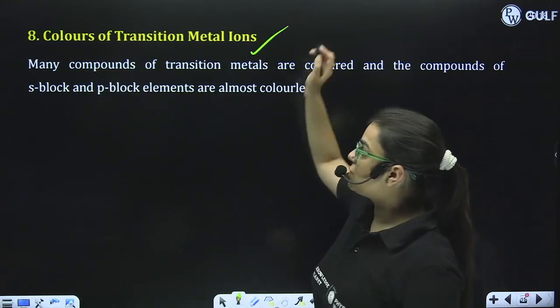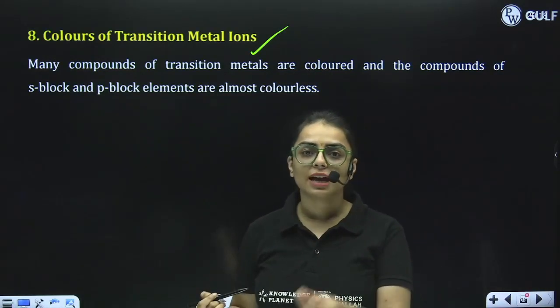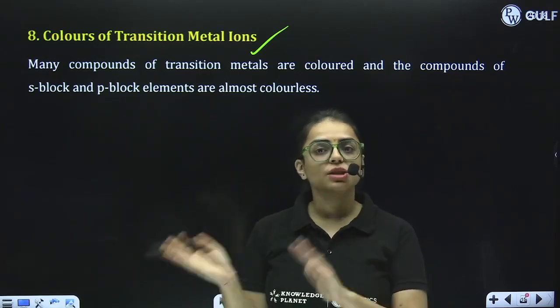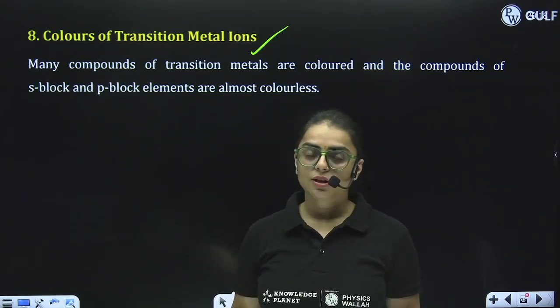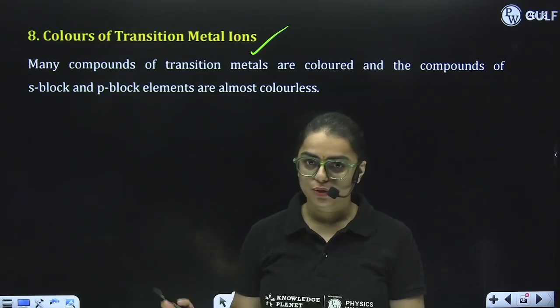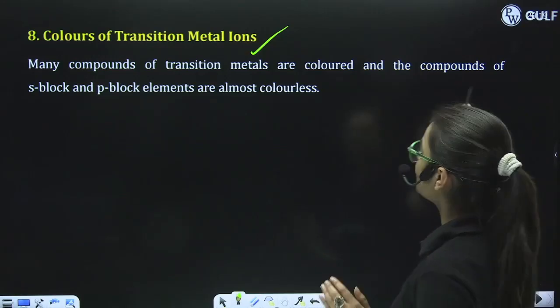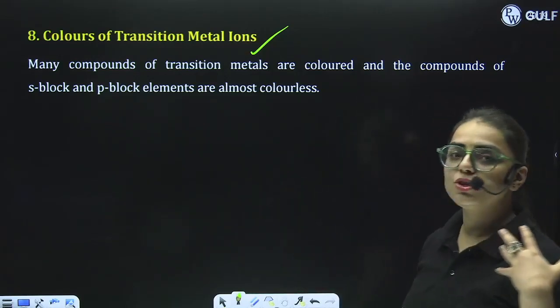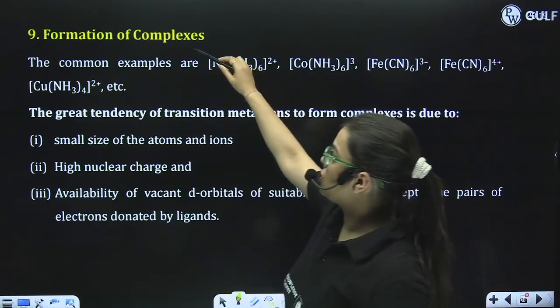Now comes the colors of the transition atoms. Now colors, who will exhibit colors? From d1 to d9 configuration can exhibit because they can do the d-d transition. If they are completely filled, they cannot do that, right? So zinc, cadmium, mercury, again, they cannot show the colored complexes. So most of the compounds of transition elements are colored and the compounds of S block and the P block are almost colorless. Okay. Next comes the formation of complexes.